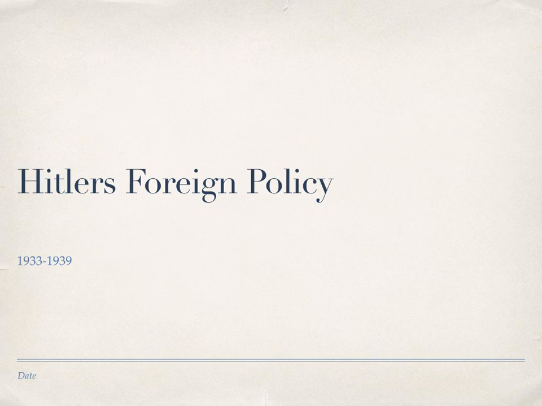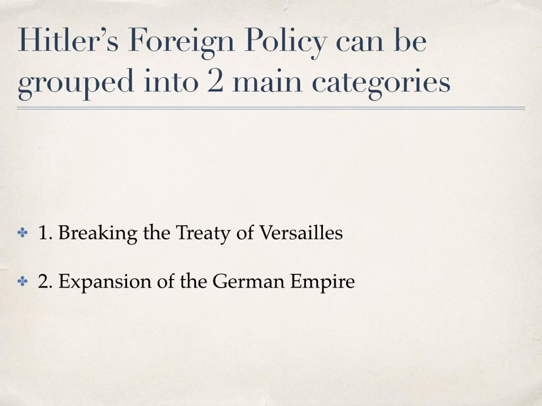Hi guys, so here's just a quick revision video on Hitler's foreign policy. So this dates from 1933 to 1939 generally. It'll come up in question 6, section D. And remember, it usually goes from 1933 when Hitler comes to power up until 1939, which is the outbreak of World War II. So Hitler's foreign policy can be grouped into two main categories.